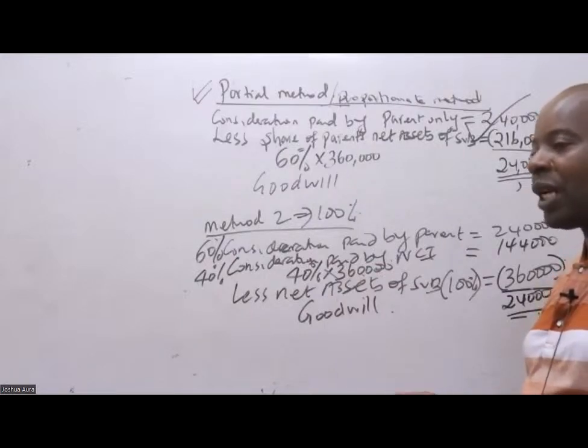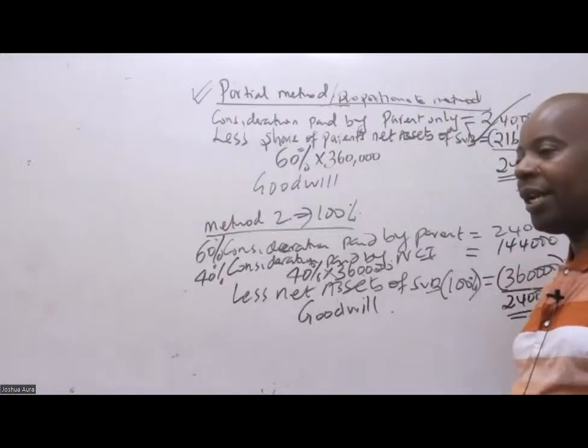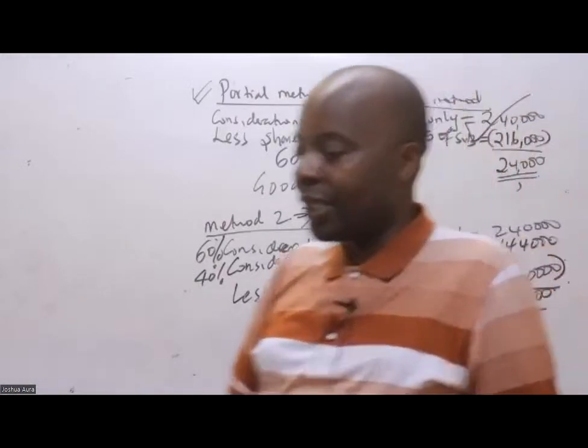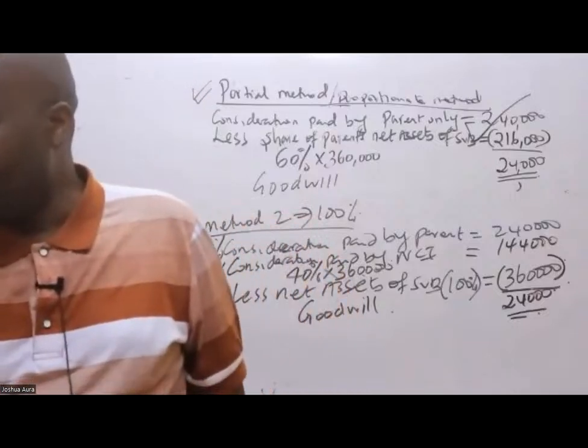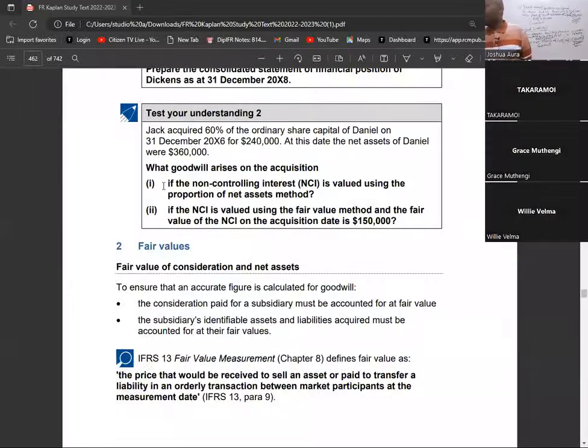You don't have to reason at all. Number one is always easier. So even if, ladies and gentlemen, let me read this question for you, because this can easily confuse some of you. They are telling you, if the non-controlling interest is valued using the proportion of net assets method, don't be cheated and use method two. If it's proportion of net assets, this is a proportional method, it is a partial method, I shall always use method number one.